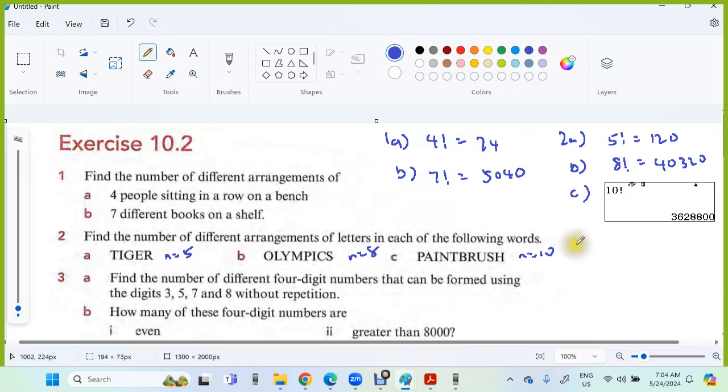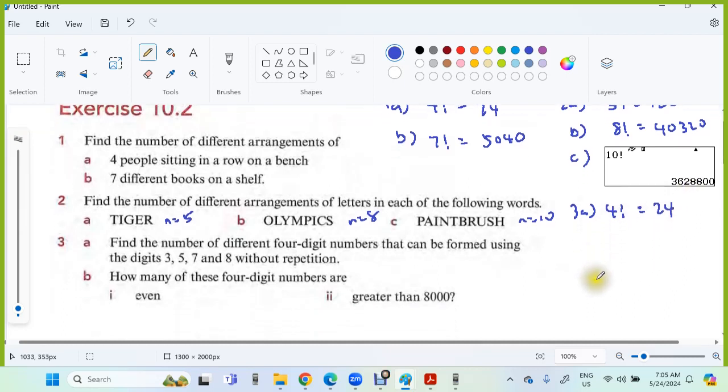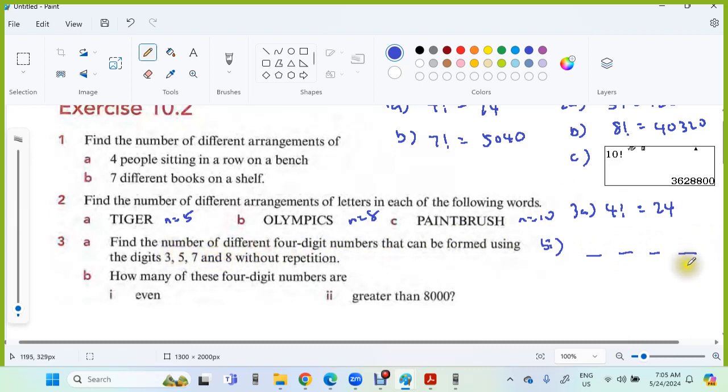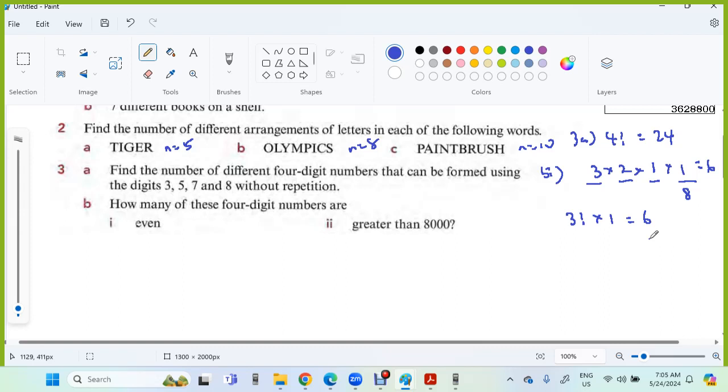5, 7, 8 without repetition. So we have 4 factorial here, that is 24. And then how many 4-digit numbers are even? So even, that means it is ending with 8 only. So one possible here. Then we have 3 numbers left here. So this will be 6. I can also say that it is 3 factorial times 1. So it is 6.